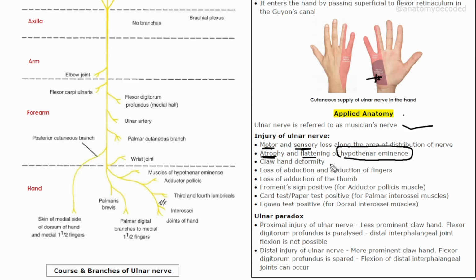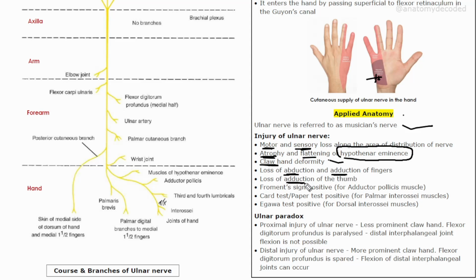And there is something called as claw hand deformity. Okay, claw hand is basically hyperextension at the metacarpophalangeal joint and flexion at the interphalangeal joints, because the lumbricals muscles are affected. The normal action of lumbricals are flexion at the metacarpophalangeal joint and extension at the interphalangeal joints. When this is affected, it leads to claw hand, loss of abduction and adduction of the fingers because palmar interossei, dorsal interossei, they cause these movements.